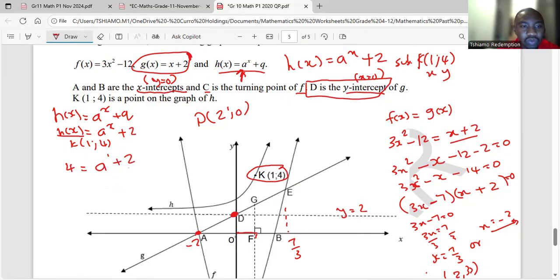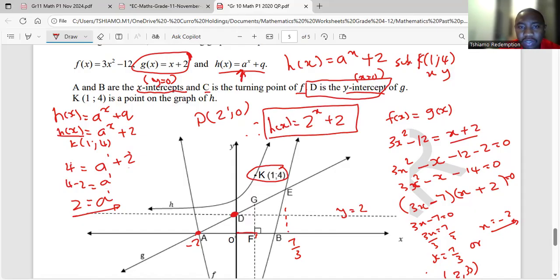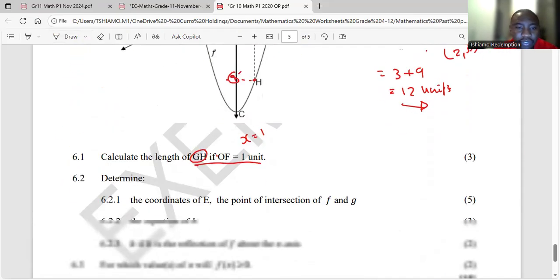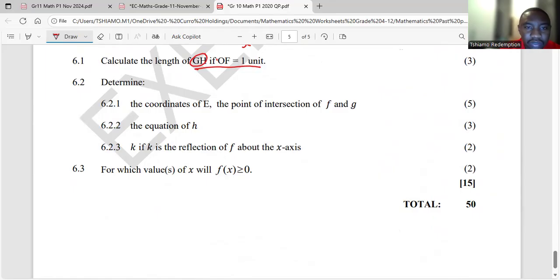A times 1 plus 2. Take this 2 to the other side. It becomes 4 minus 2, which is 2, equals A times 1, meaning the value of A is 2. 4 minus 2 is 2. 2 equals A. Therefore, the equation of the exponential will be that, plus 2. This is the equation of the exponential equation. So let me write it down here. H of X is 2 to the power X plus 2. So you get a mark for finding Q, and a mark for finding A.